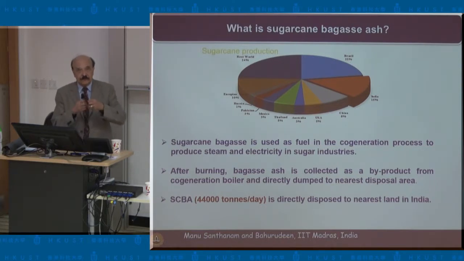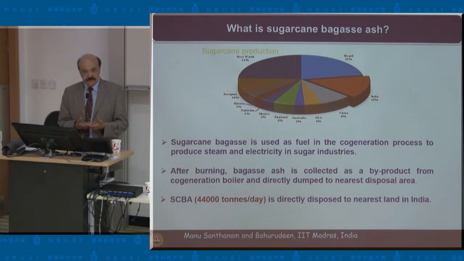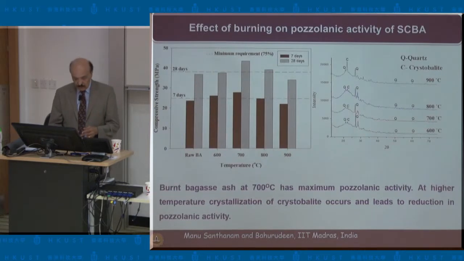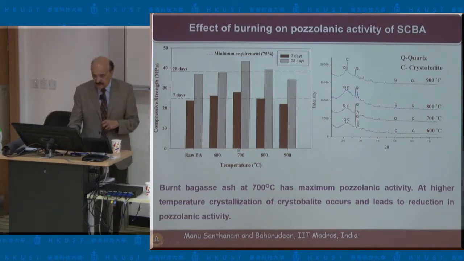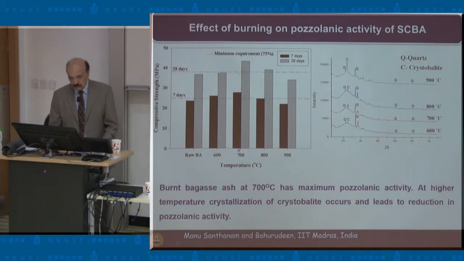What it is, after you remove the sugar, they use that as a fuel. And so you have this ash in substantial amount. So can you use that and replace cement? What the group of Manu did first was to look at different temperatures, and how can you make it?